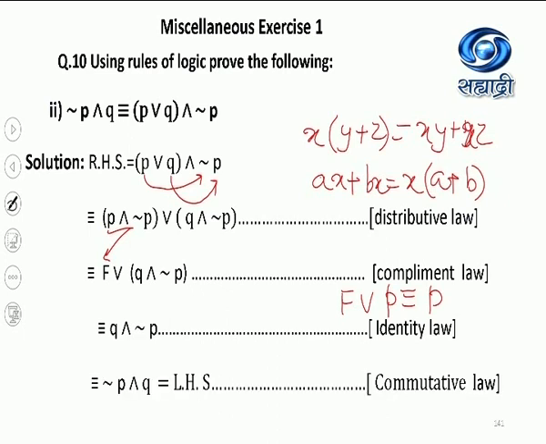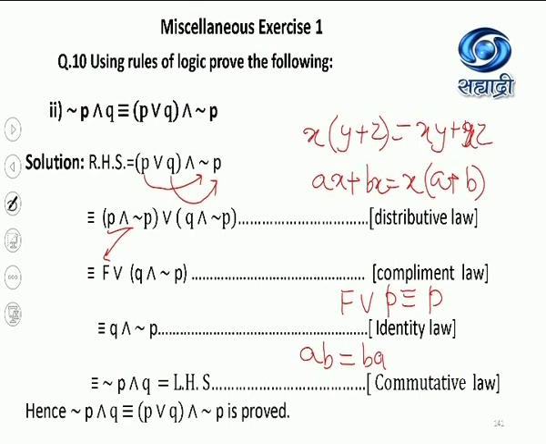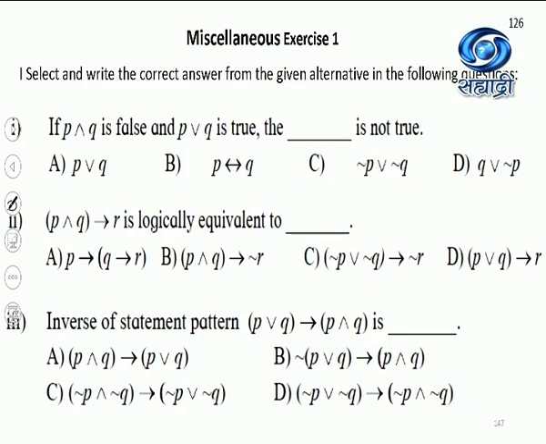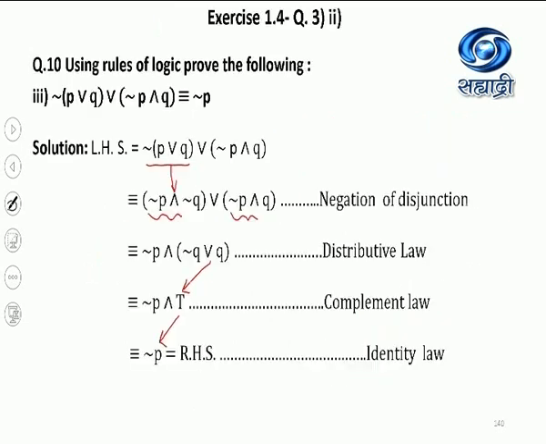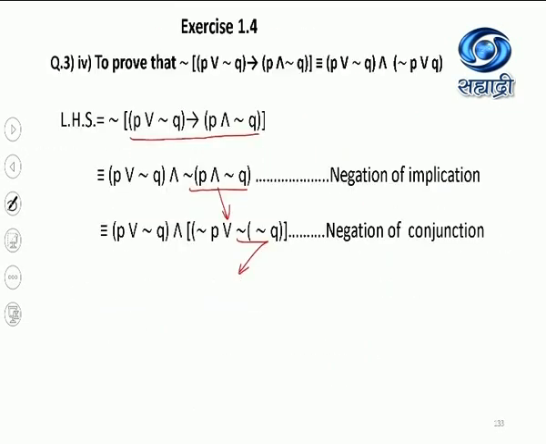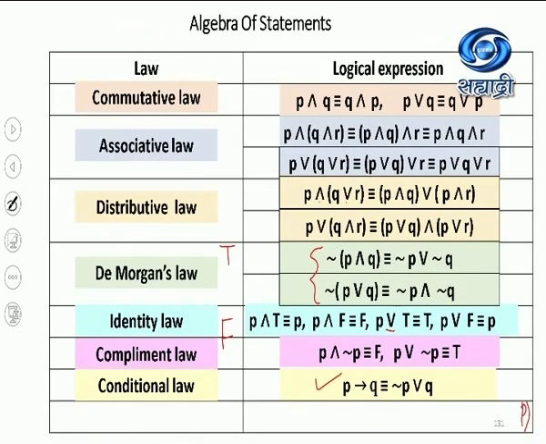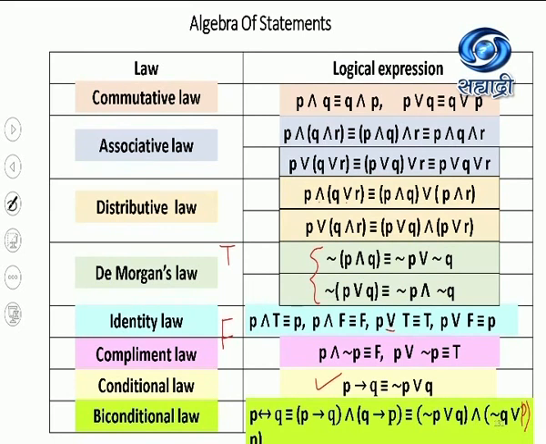I've just used the commutative law, whereby you can exchange the terms. It is like writing either A or B or B A. Commutative law in logic is this. Then, hence, negation of P and Q equivalent to (P or Q) and negation P is proved. Okay, I'll go back to the algebra of statements quickly so that I can give you a hint to remember each one of them.